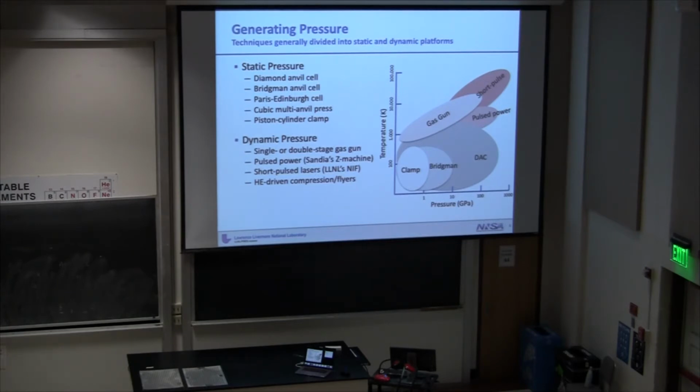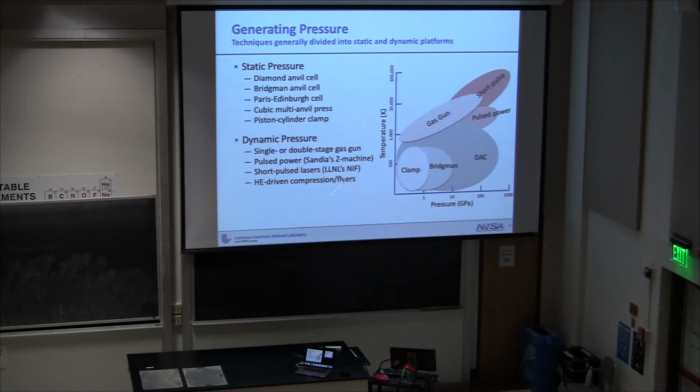There's the pulse power facility, which is basically Sandia's Z machine at the Sandia National Laboratory in Albuquerque. At Livermore, we have what's called the NIF, the National Ignition Facility, which is a gigantic short pulsed laser that can be used. And then there's also things like high explosively driven flyers or compression. So basically you can blow up something and look at what happens to it.